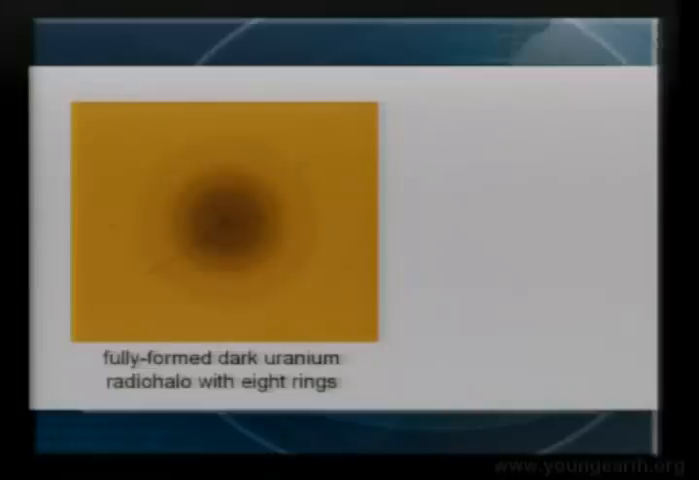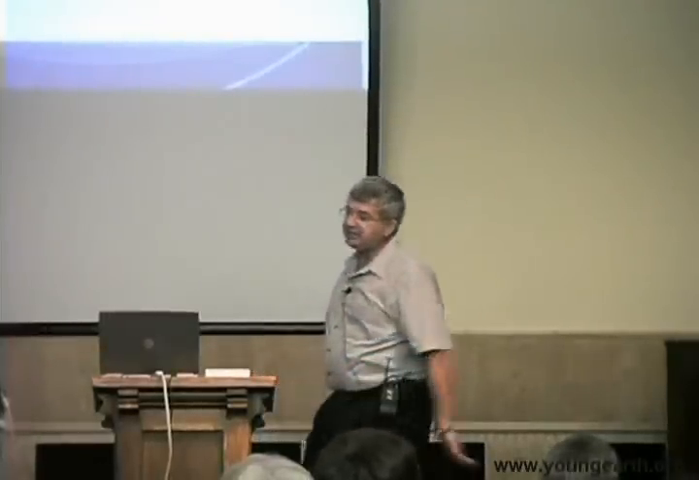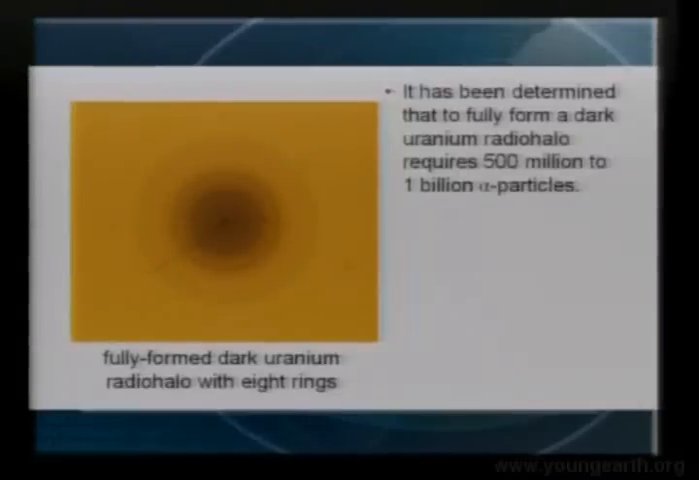Now the biotite looks black in a hand specimen, but under the microscope it can look green or brown or orange, as you can see here, because it's so thin, light can pass through it. Now, it has been determined that to fully form a dark uranium radiohalo requires 500 million to a billion alpha particles to get the intensity of the damage to the biotite crystal so that it's visible under the microscope. You need at least 500 million to a billion alpha decays.